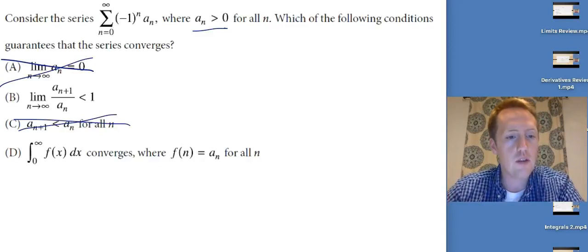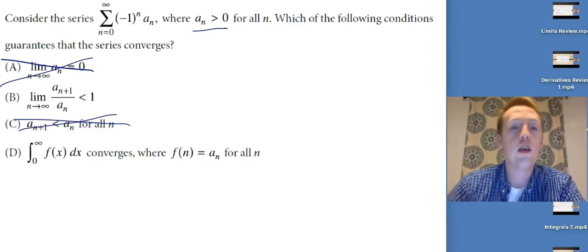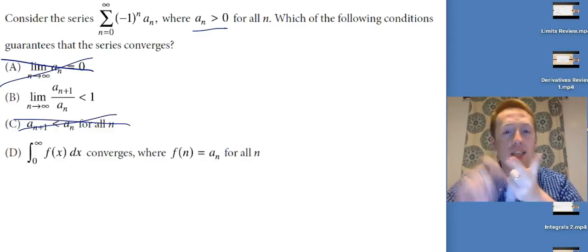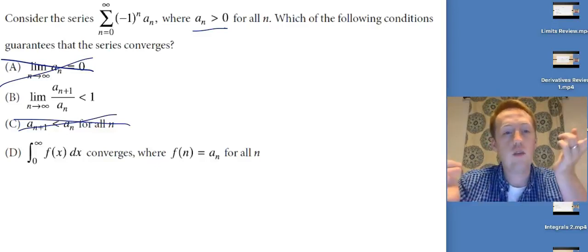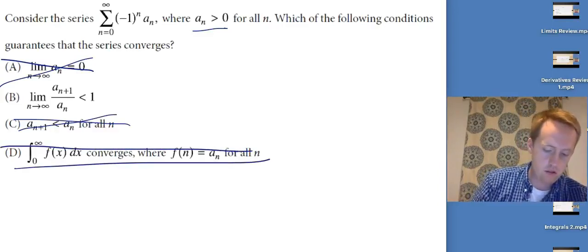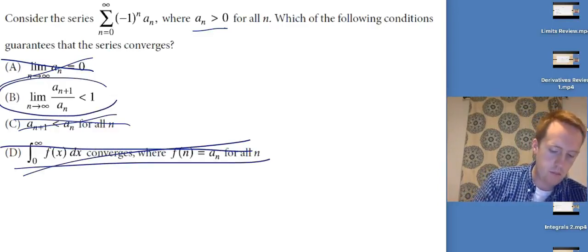D, the integral from 0 to infinity of f of x dx converges where f of n equals a sub n for all n. Okay, a condition for this is that the terms are decreasing. So to use the integral test, the terms must be positive and decreasing. I don't know if they're decreasing. Okay, like we thought, B is the answer.